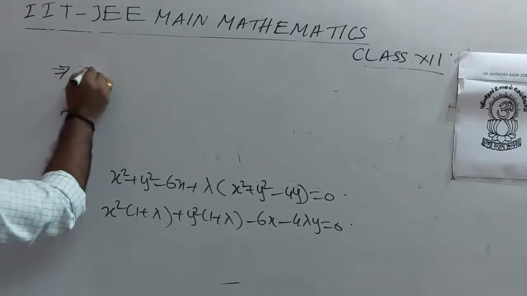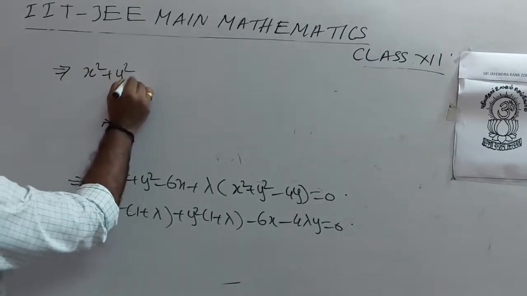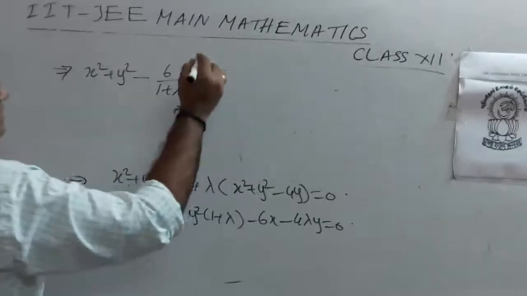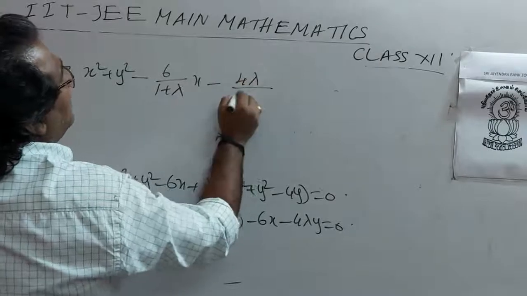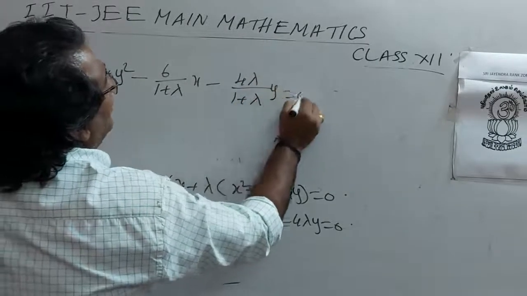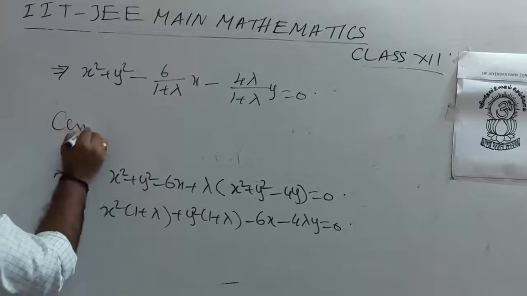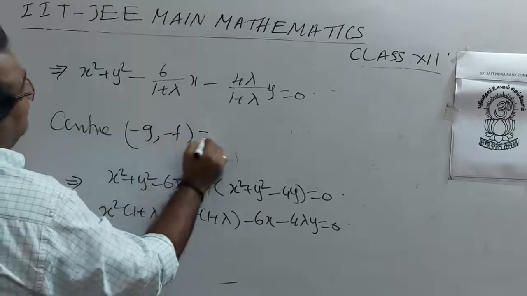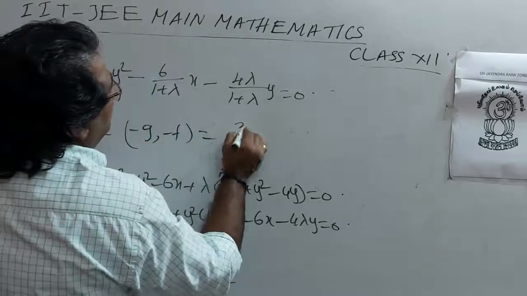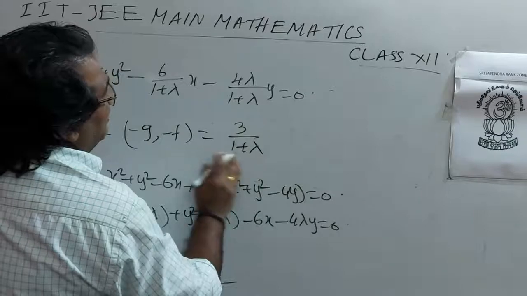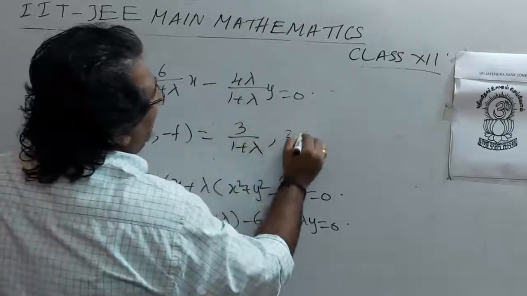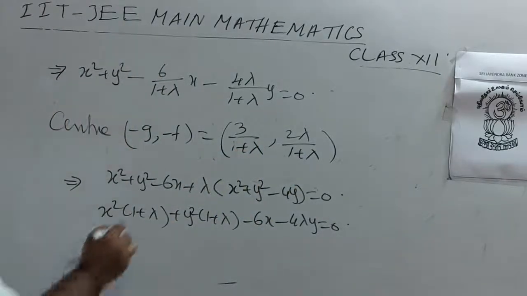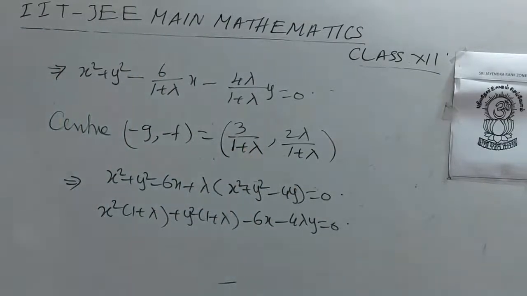Which implies x squared plus y squared minus 6 by (1 plus lambda) into x minus 4 lambda by (1 plus lambda) into y equal to 0. Center is minus g comma minus f. Divide this by 2, so change the sign: 3 by (1 plus lambda) and 2 lambda by (1 plus lambda).